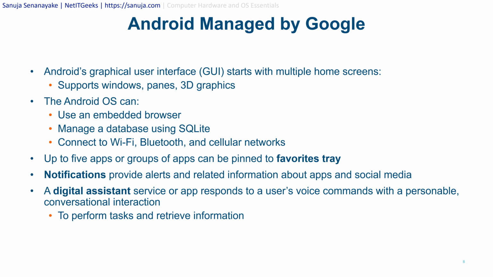Android's graphical user interface, also known as the GUI, starts with multiple home screens. It supports windows, panes, 3D graphics, etc. The Android operating system can use an embedded browser, manage a database using SQLite, and connect to Wi-Fi, Bluetooth, and cellular networks. So the Android operating system can do all of these. Up to 5 apps or groups of apps can be pinned to favorite trays in Android, but with new developments in Android 12 and so on, it may get increased.